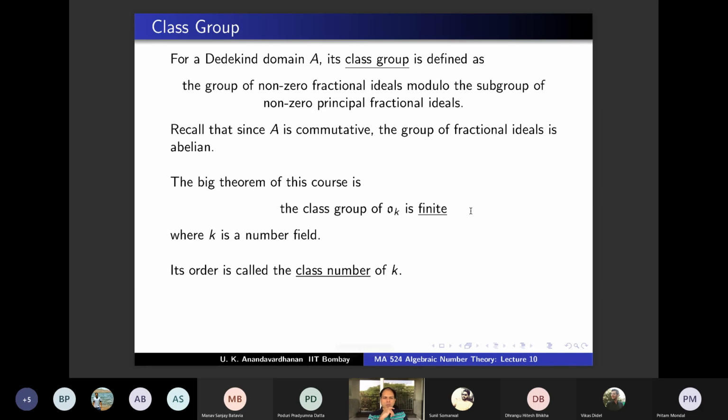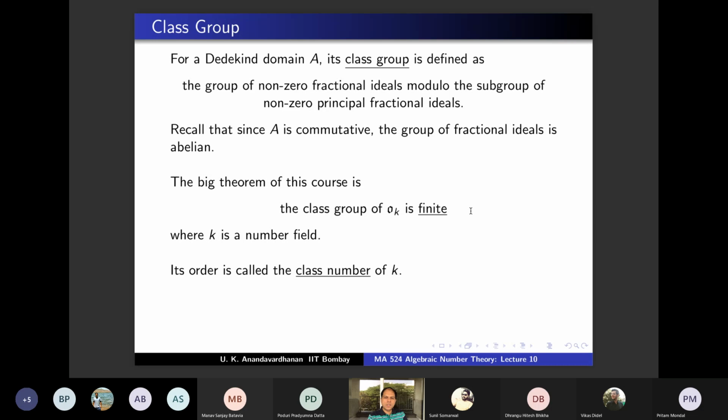And the order of this group is finite, and therefore the next natural question is what is that number, right? If you have a finite set, of course you would like to know what that finite number is, and that is called the class number of K, or class number of O_K, class number of K, let us say. Okay, is the definition absolutely clear? So this theorem will take some time. We will do it towards the end of the course maybe.